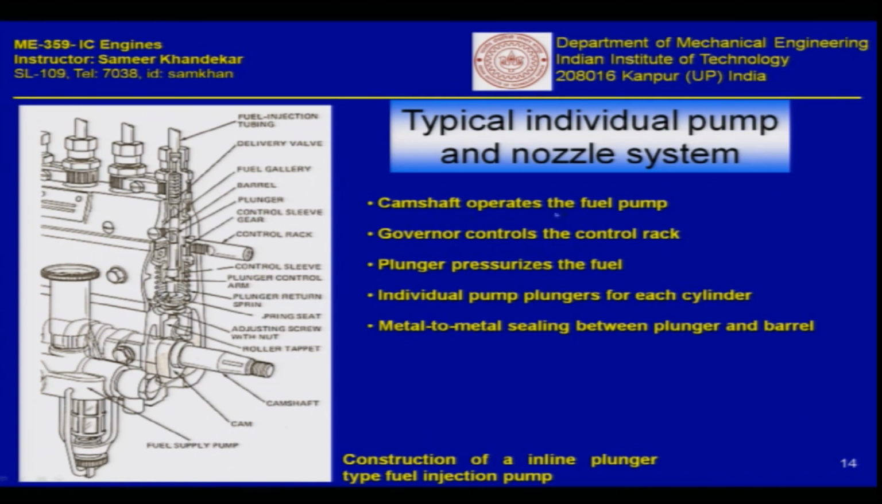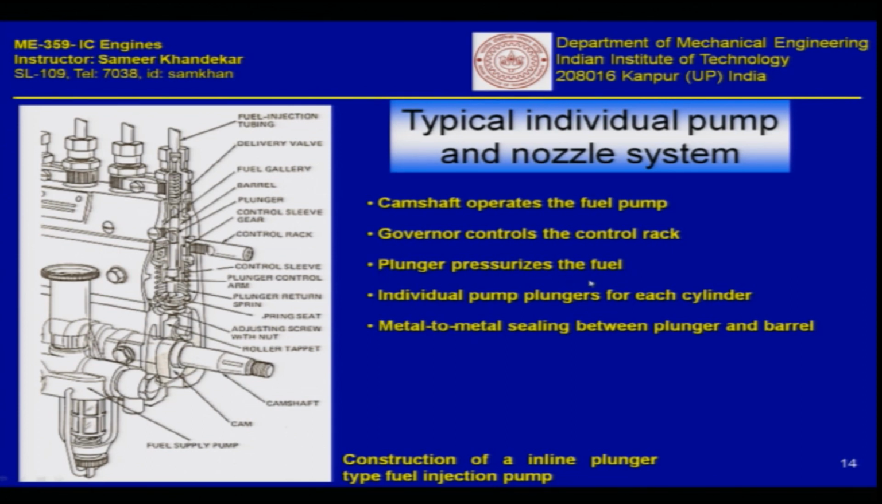So, the camshaft operates the fuel pump, and the governor controls the control rack. As we have discussed in the last class, the amount of fuel delivery which is required from this particular pump will be controlled by the control rod, and it will turn this helix in such a way that a metered amount of fuel goes to the output of the pump.